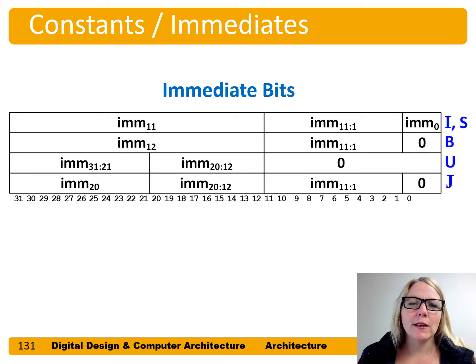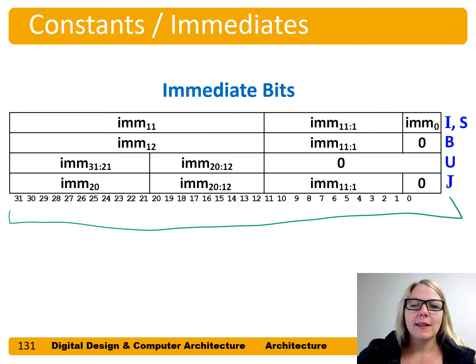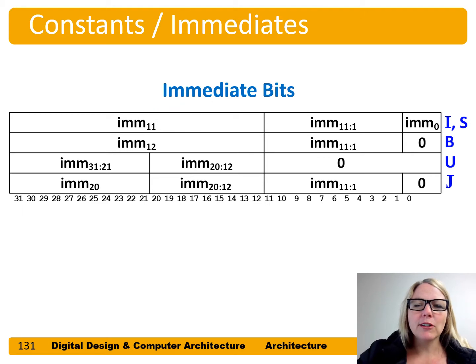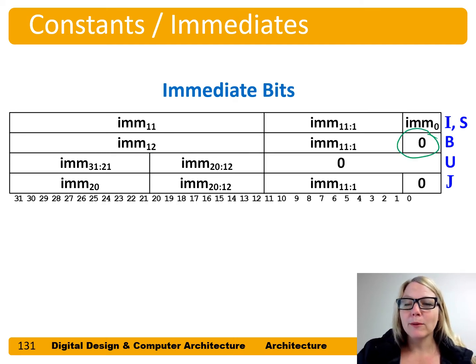So here's a figure showing our immediate encoding. So here's our 32-bit immediate that we're going to end up with. And our I and S type instructions encode bits 11 to 0 of that immediate, and then that immediate is sign extended, so bit 11 is replicated in the higher bits. For B type instructions, it encodes bits 11 to 1 and bit 12, and then is sign extended, so the upper bits contain bit 12, and that lowest bit will be populated with a 0 by the processor.